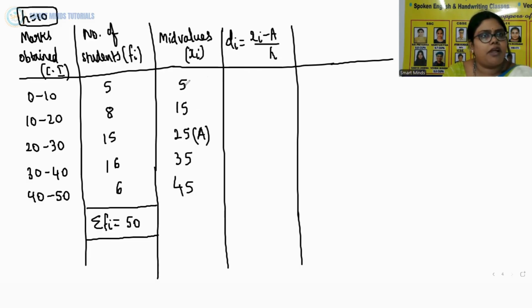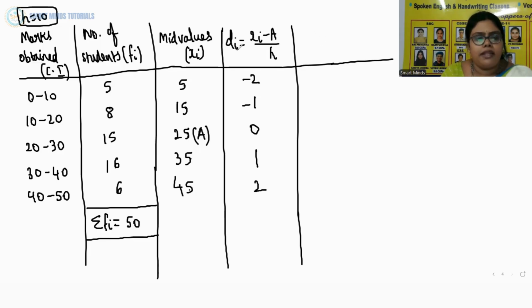So xi is 5. 5 minus 25 is minus 20. Minus 20 divided by 10 is minus 2. The same way 15 minus 25 is minus 10. Minus 10 by 10 is minus 1. Now 25 minus 25 is 0. 0 by 10 is 0. 35 minus 25 is 10. 10 by 10 is 1. Now 45 minus 25 is 20. 20 divided by 10 is 2.